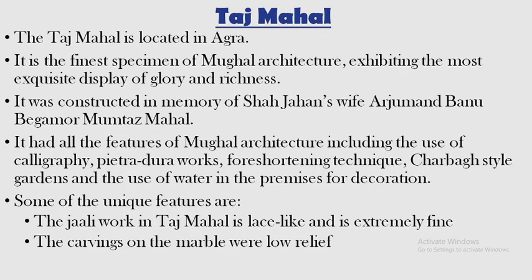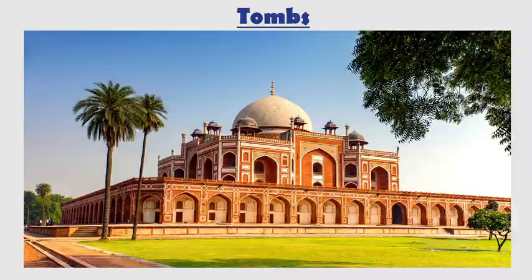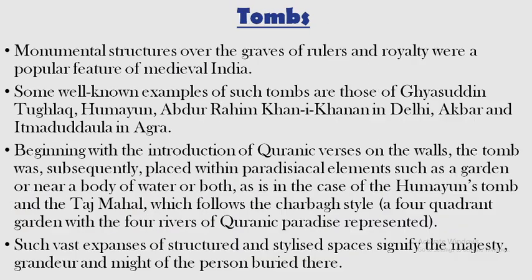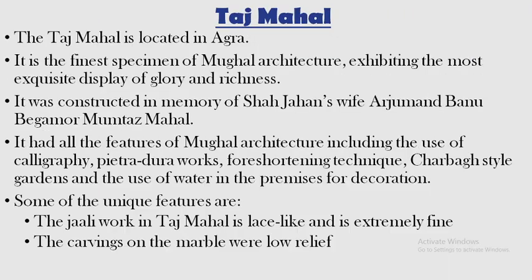Next is the Taj Mahal, a very famous one, one of the wonders of the world. It is located in Agra and is one of the finest specimens of Mughal architecture. It exhibits the most exquisite display of glory and richness. And if you remember the pietra dura decoration I told you about, pietra dura decoration can be exorbitantly seen in the Taj Mahal. It was constructed in memory of Shah Jahan's wife Arjumand Banu Begum, or simply called Mumtaz Mahal.